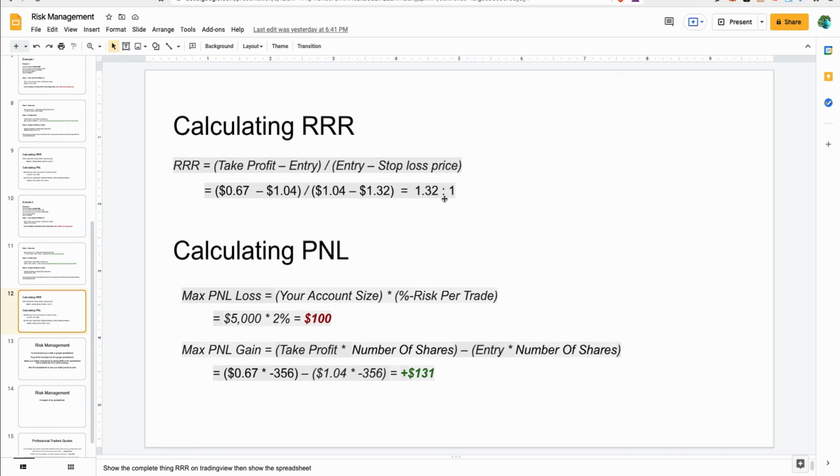Is this trade worth entering, in your opinion? I would say no. You can see here from the P&L calculation, it's your account size times your risk per trade. So $5,000 times 2% is $100. But your maximum gain, if it reaches the 0.67, is only $131. So I'm risking $100 for $31 profit. Does that make any sense to you?